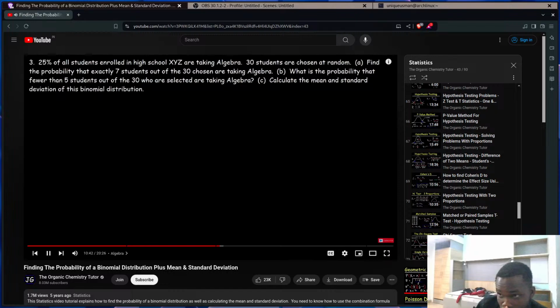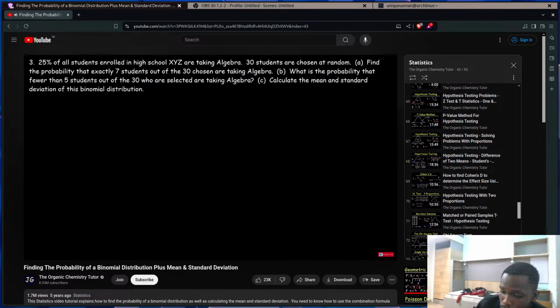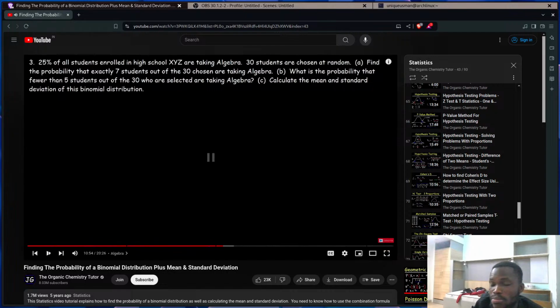More students are chosen at random. Part A. Find the probability that exactly 7 students out of the 30 chosen are taking algebra. Go ahead and work this problem.